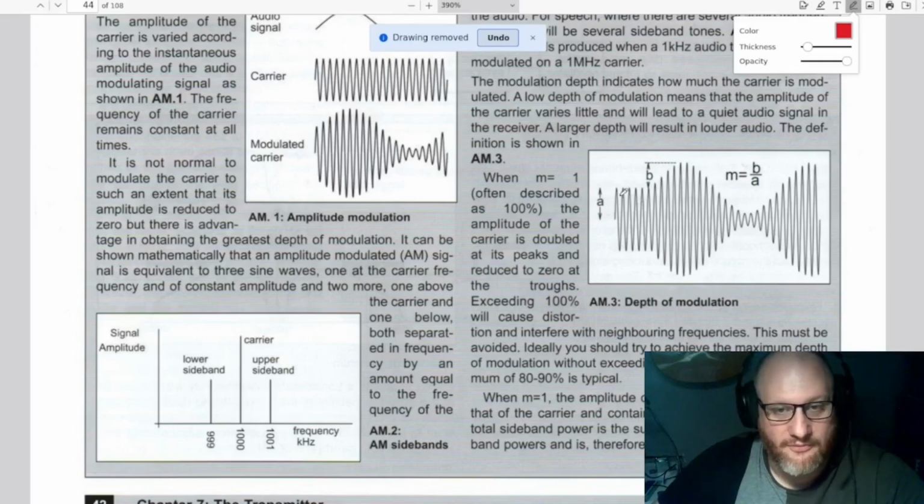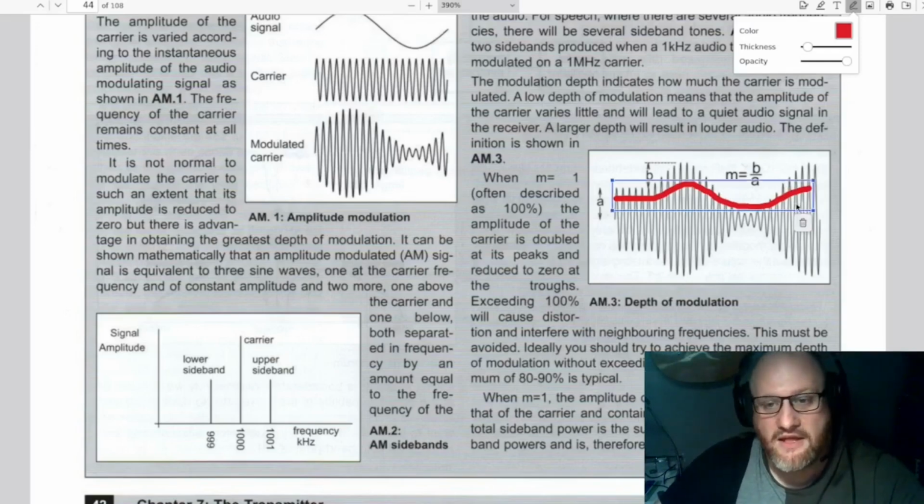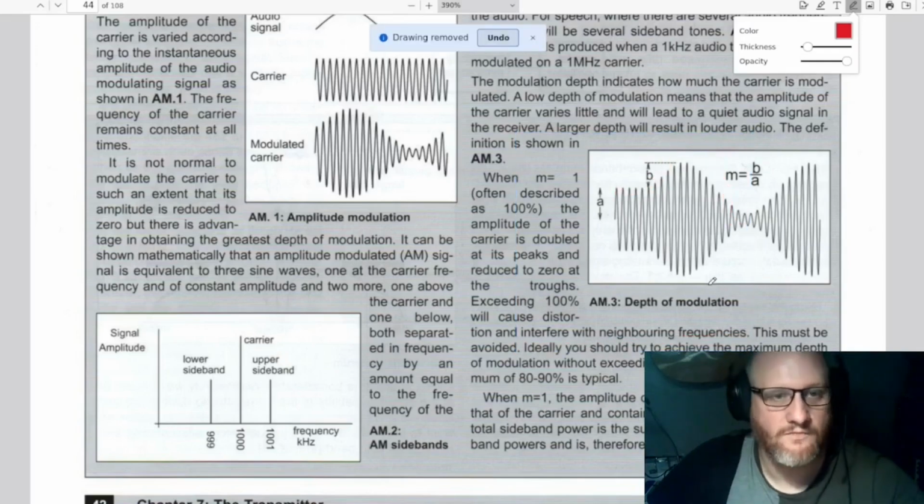If we have a low depth of modulation, which basically means our carrier isn't modulated a great deal by our signal, then we would find that we had quieter audio in the receiver. If we had a very high depth of modulation, that would lead to distortion and potentially interference with neighbouring frequencies. Generally not something we'd want to do. So in AM we have this idea of depth of modulation.